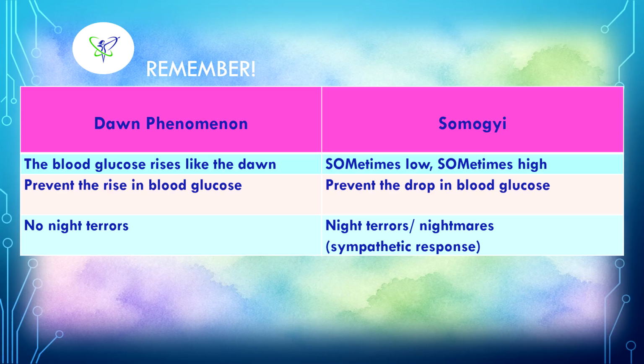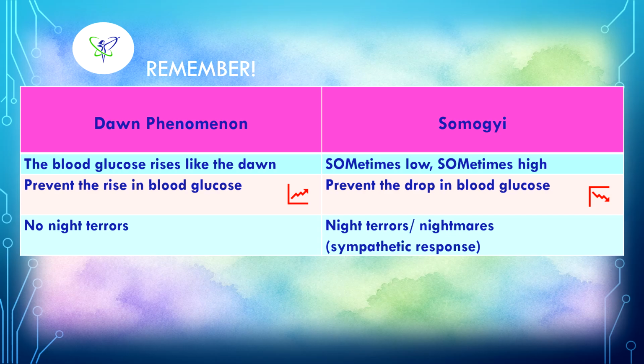There are a few things to remember. With dawn phenomenon, the blood glucose rises like the dawn, which means it's just a steady rise. We need to prevent the rise in blood glucose levels. With Somogyi, it's sometimes low, sometimes high. We need to prevent the drop in blood glucose around 2 or 3 a.m. to prevent the rebound hyperglycemic episode in the morning.